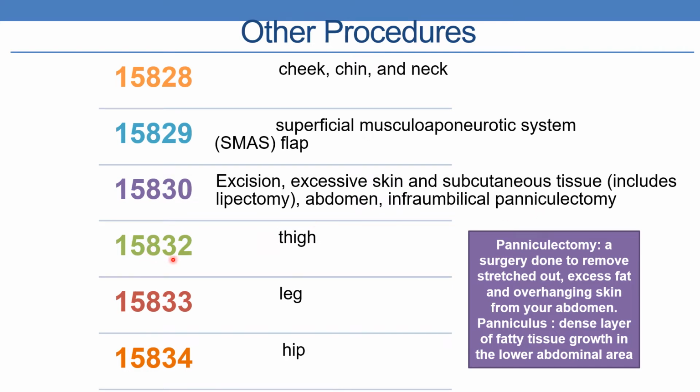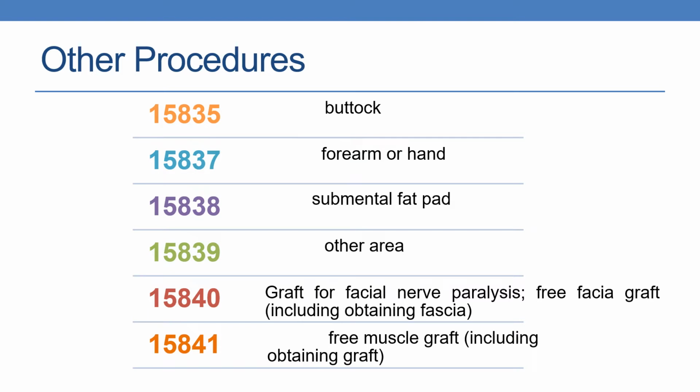The next is 15832 excision, excessive skin and subcutaneous tissue thigh. The next is 15833 excision, excessive skin and subcutaneous tissue leg. The next is 15834 excision, excessive skin and subcutaneous tissue hip. The next is 15835, which is nothing but excision, excessive skin and subcutaneous tissue buttocks. The next is 15837, which indicates the anatomical region forearm and or hand. The next is 15838, which indicates submental fat pad. The next is 15839, other area.